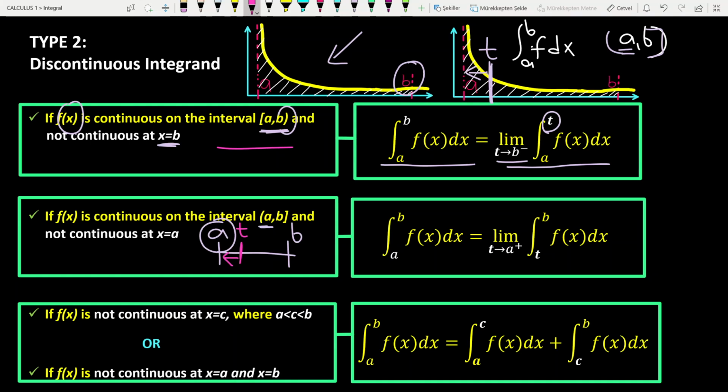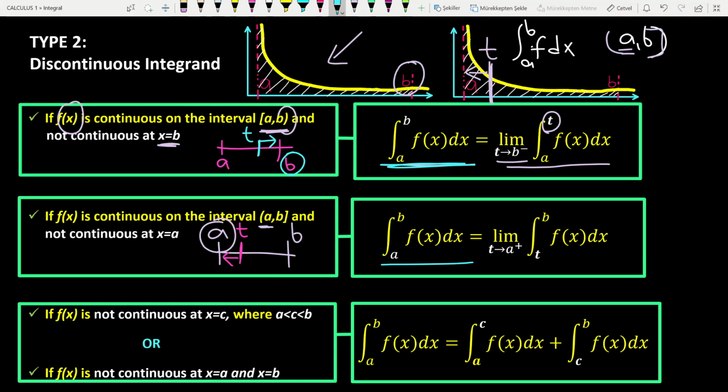Look at the first case again. This is the interval from A to B. And the function is not continuous at the point B. So you assign a variable, let's say t, and you write the limit form. You say when t approaches the point B from left, of course, in this case, you take the limit of a definite integral and then you get the improper integral. Okay, for the first and second cases.